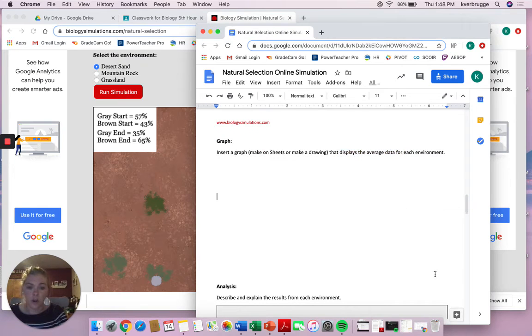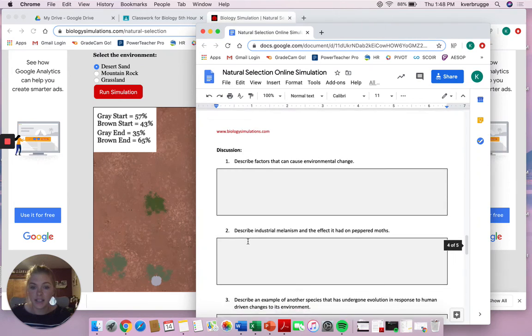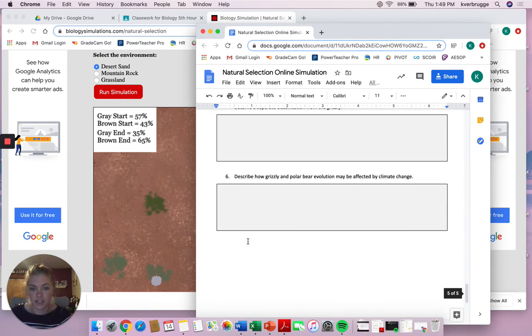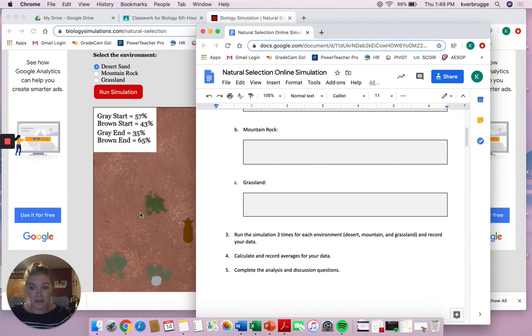You can either draw your graph in this section, or you may make one on Google Sheets or Excel and insert it in there. And then you just have an analysis section. You're going to be explaining your results. What did you see? What did you learn? Make sure that's in complete sentences, and then some final discussion questions to answer. And make sure those are also in complete sentences. So it's a pretty straightforward lab. It's not very hard, and it goes over natural selection and evolution that we've been talking about.